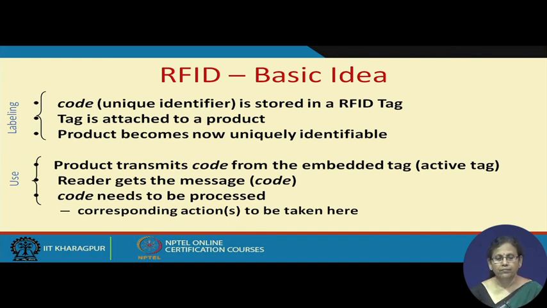While using RFID, the RFID tag stores the information about the product, and this tag is attached to a product. So the product now becomes uniquely identifiable. At the time of tracking or moving the product, once it comes within the field of the antenna, it transmits a code from the embedded tag. Then the reader gets the message, this code is processed, and a corresponding action is taken.